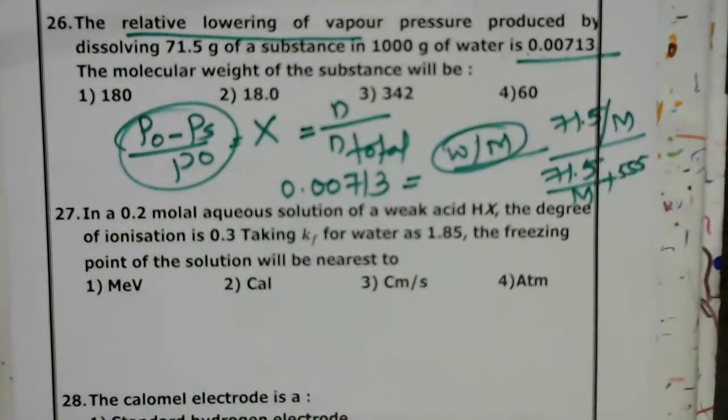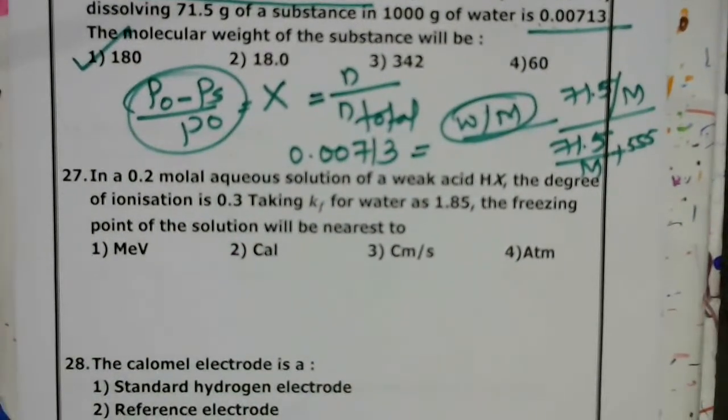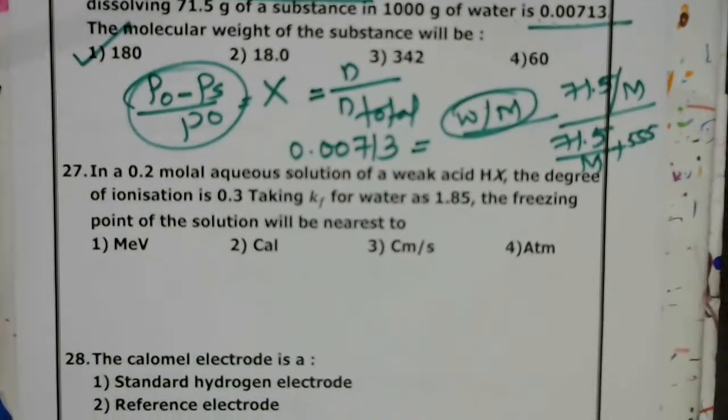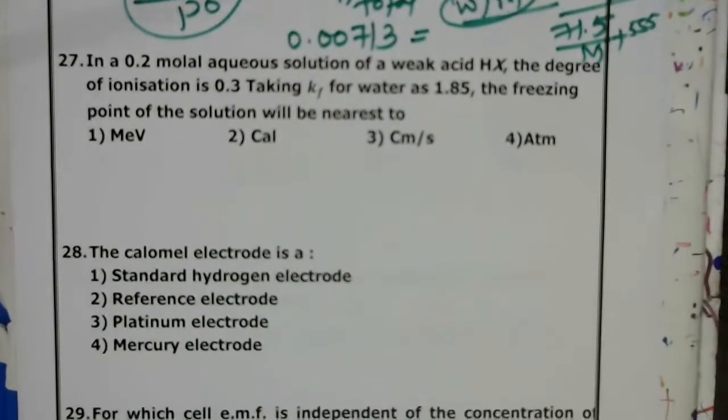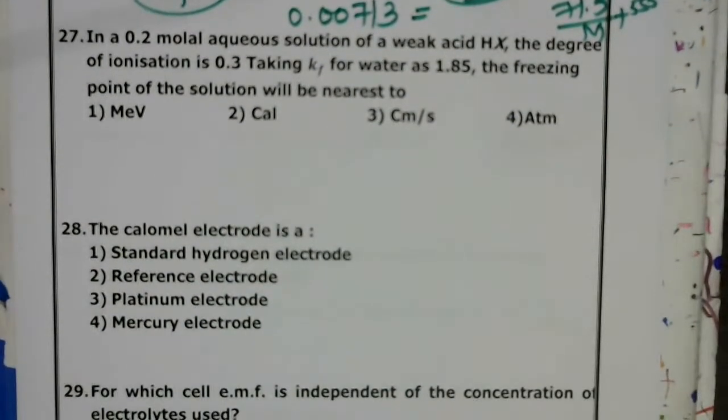Solid will get the molecular mass as 180. Whose molecular mass is 180? Who's the non-electrolyte, or we can say the non-volatile substance? Glucose. Glucose molecular mass is 180.